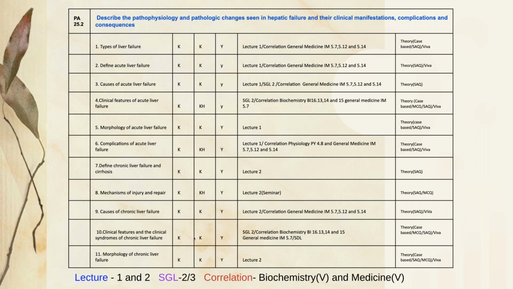So here it includes lecture 1 and 2 because that's the hour that I've utilized. Small group learning as 2 and 3 because there will be 2 small group learnings, and correlation is with biochemistry and with medicine departments.